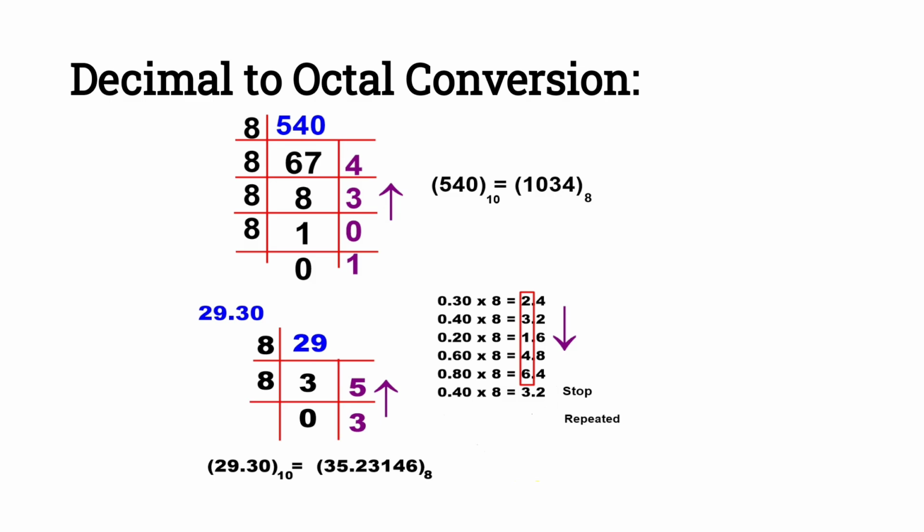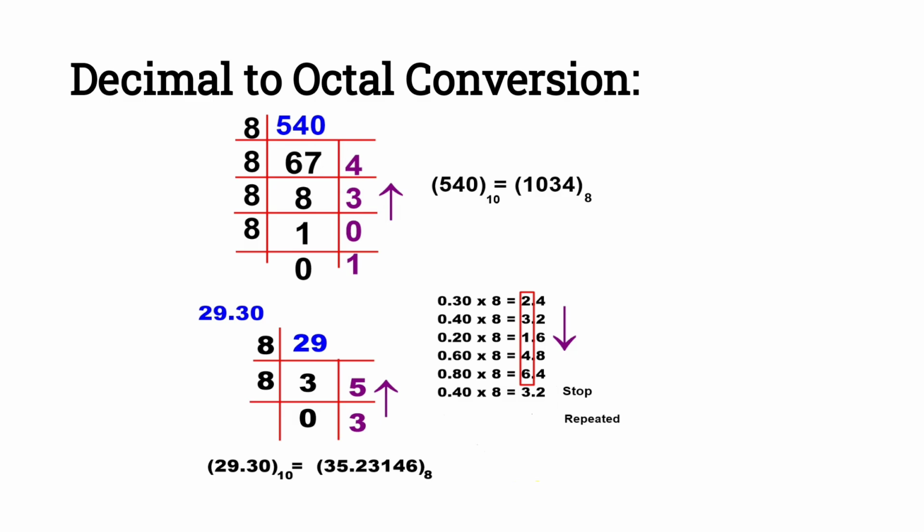Next we are going to see the same for the fractional values. So for example, 540 with base 10. The same procedure we are going to follow. We divide it by 8 and take the remainder values. Then we write it from down to upwards. So 540 base 10 is equal to 1034 base 8.